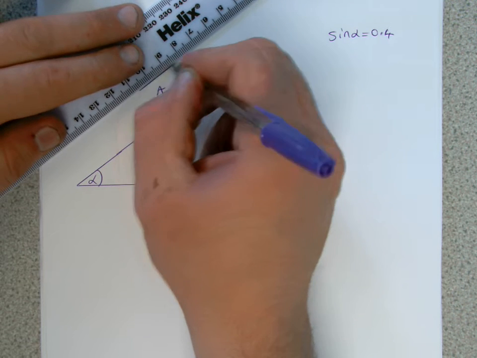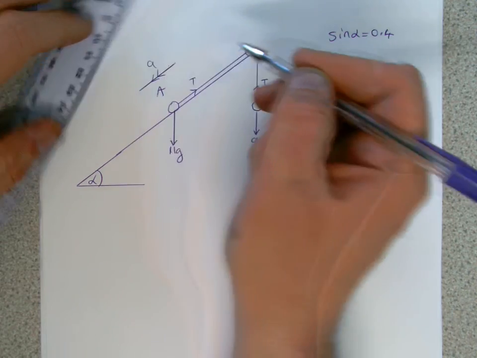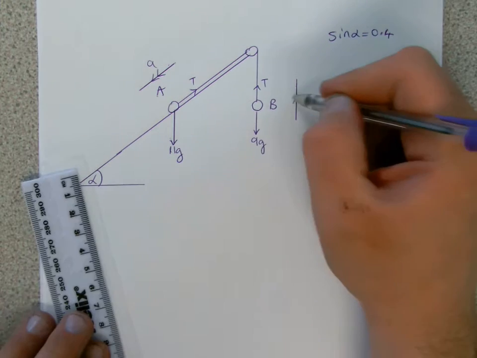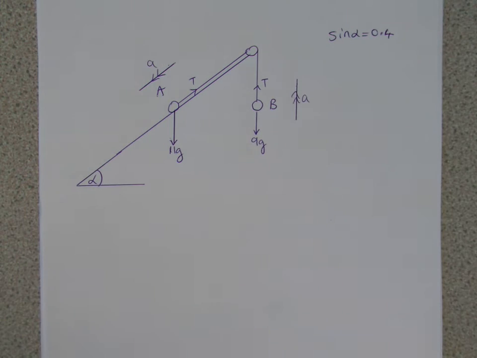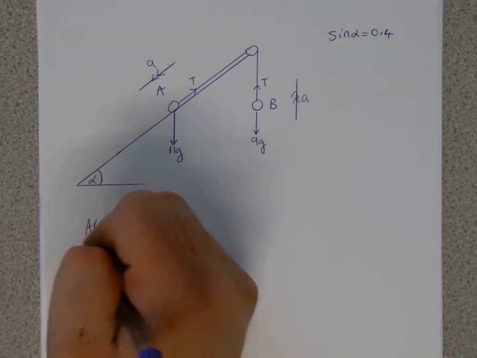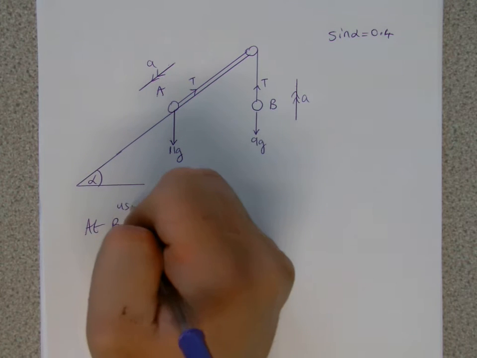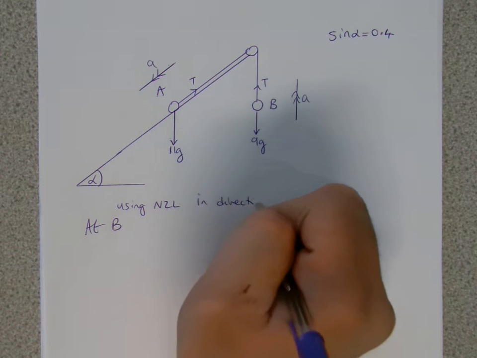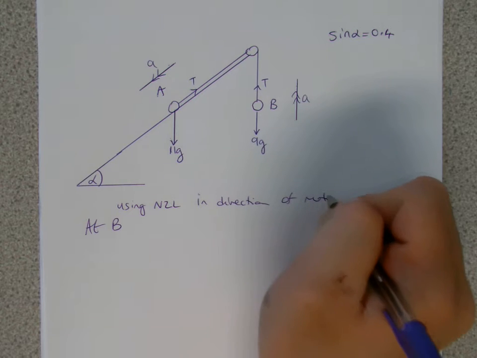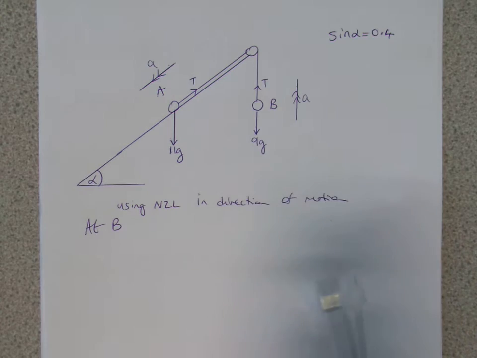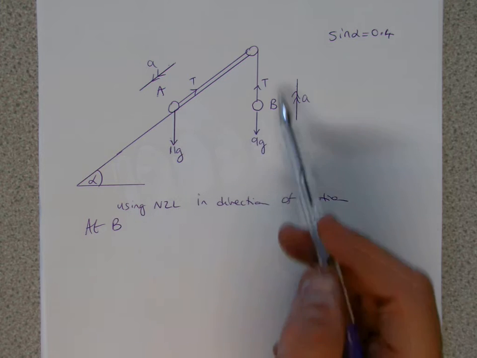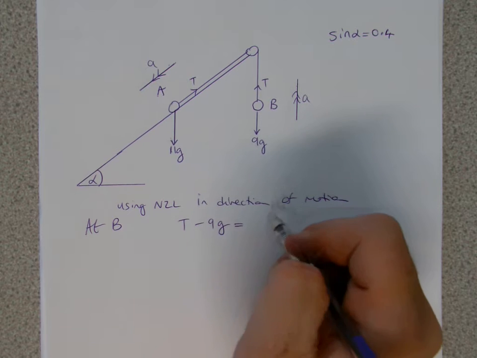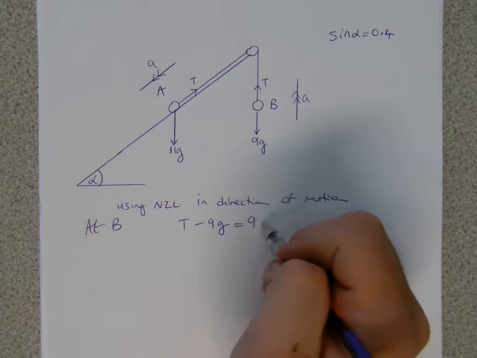So if we put this as our direction of acceleration, then B is going to get pulled up, so we have it accelerating upwards that way. Now when I resolve at B, it's really easy. We're using Newton's second law in the direction of motion. If A slides down the plane and B goes up, we'll have T minus 9g equals mass times acceleration, 9 times A.